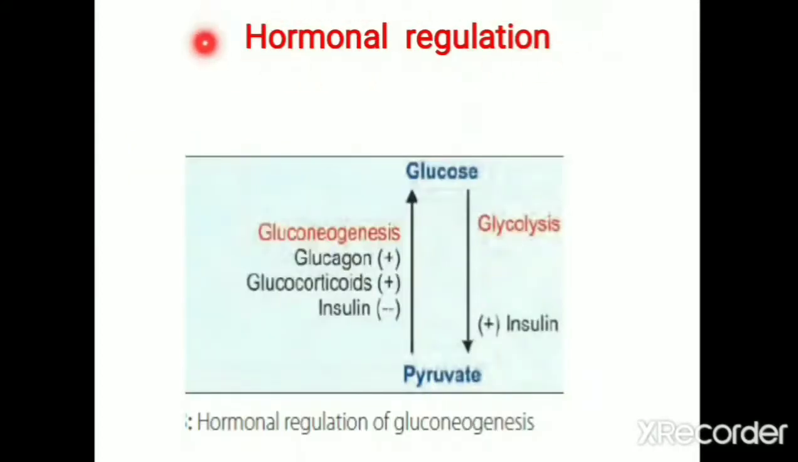Regarding the hormonal regulation, just write this subheading, hormonal regulation. The important thing is all hormones produce hyperglycemia except insulin. So only insulin produces hypoglycemia. So all hormones activate the enzymes of gluconeogenesis, which increases the blood glucose level, except insulin. The major hormones are glucagon, glucocorticoids, and other steroid hormones. Insulin inhibits the activity of gluconeogenic enzymes.